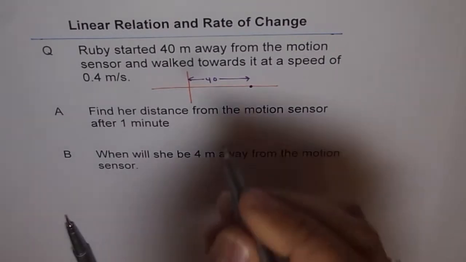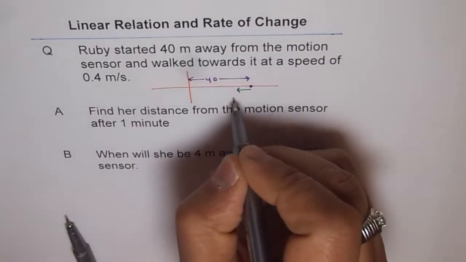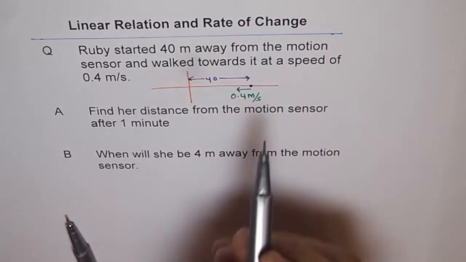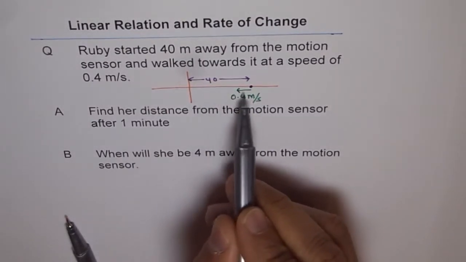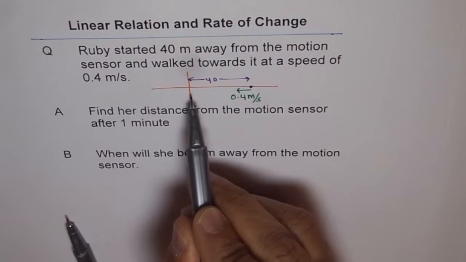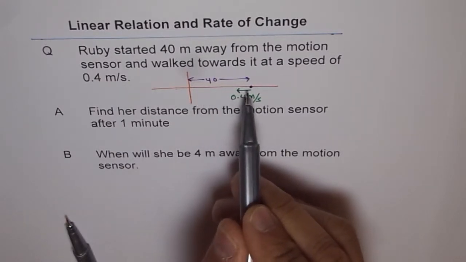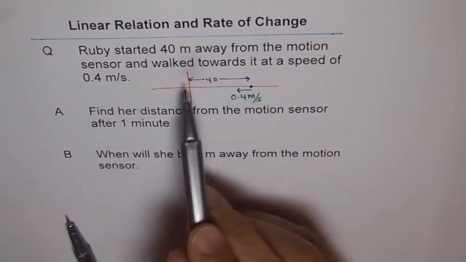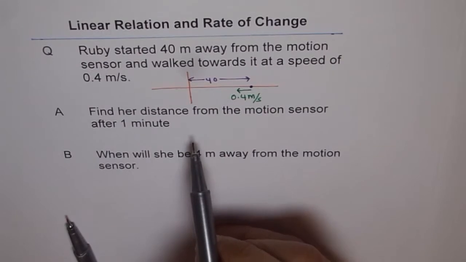And let's say now she starts walking from here at the speed of 0.4 meters per second. That means every second she is approaching 0.4 meters. So with time, this distance between the motion sensor and Ruby is going to decrease. So whenever you are approaching, you will take speed, or rate of change, as negative. Okay, so this is the concept which I want you to understand, and then we will answer the question.